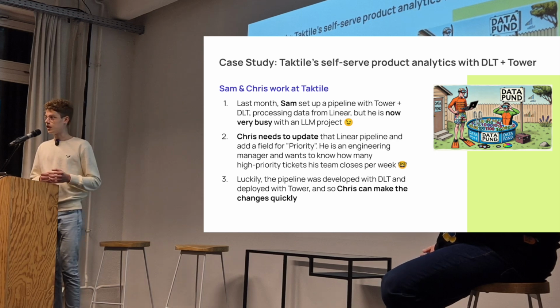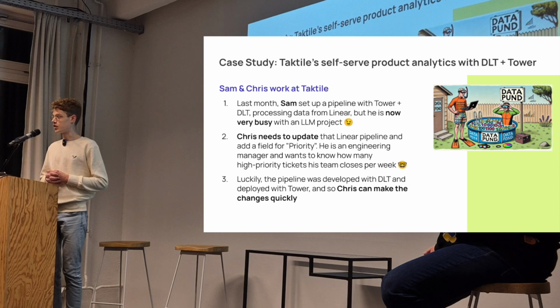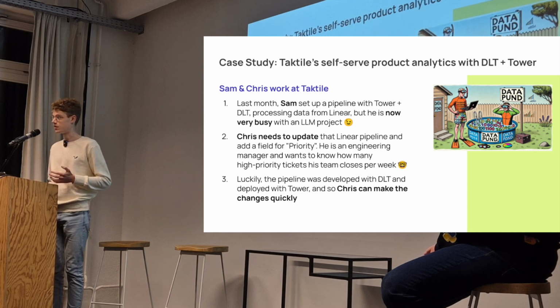And Chris, our engineering manager, took a look at the data and he wants to use it to analyze performance of our engineering team. But he noticed that there is no priority field in the data. And he wants to look at how many high priority tickets are we actually closing on a weekly basis. So what option does he have?